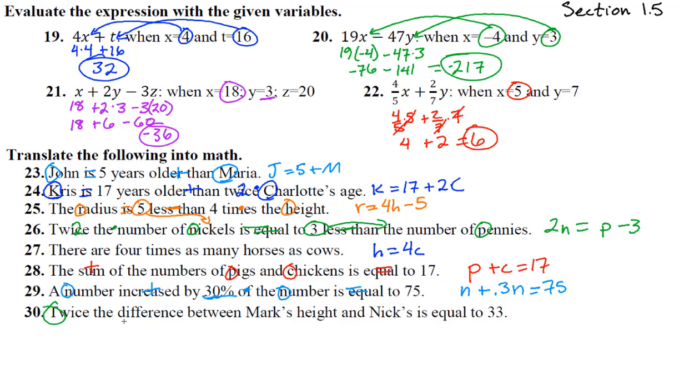And number 30, the final one. Twice the difference. Difference is subtraction between two numbers, just like sum would be plus. Mark's height and Nick's height. So that is Mark's height and Nick's height. That's the difference between those, and it says twice that. So twice the difference between Mark's height and Nick's height is equal to 33. Look at that. We transferred all of those from English into math. Excellent.